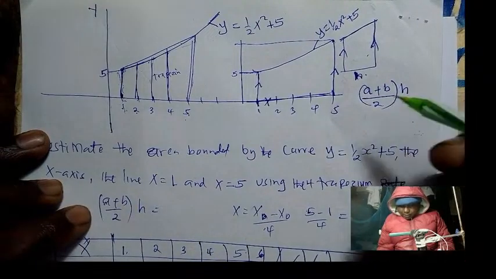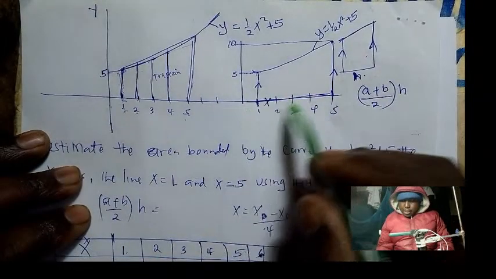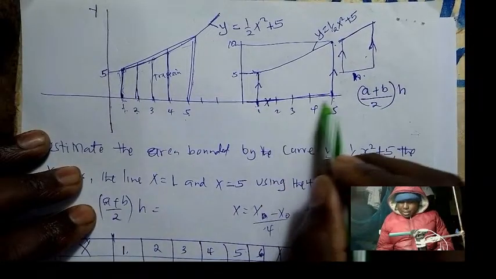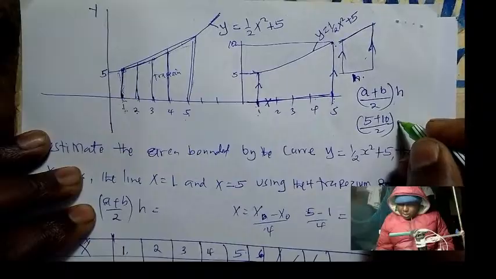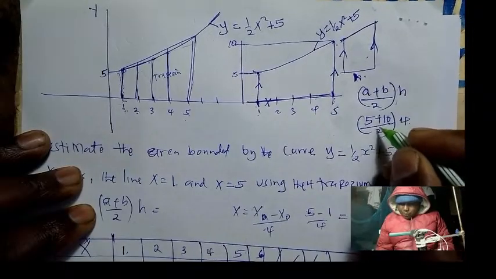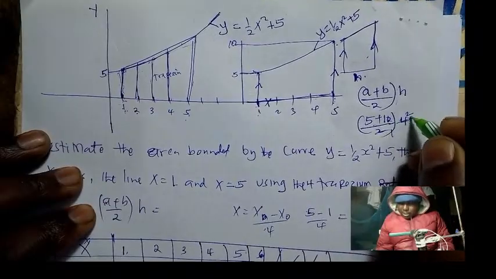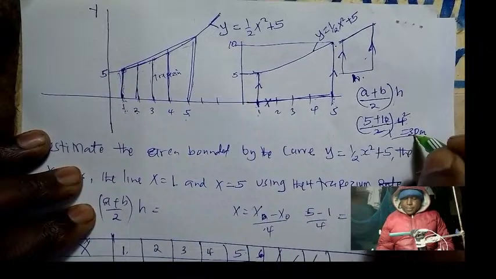Which one can we take? We can take even 10, assuming that is 10, then we will be able to calculate. So we know from here up to here is 5, from here up to here is 10. What is the height? It is equal to 4. So this is 15, and it is there twice, so this is 15 times 2, and the answer is 30 square units.